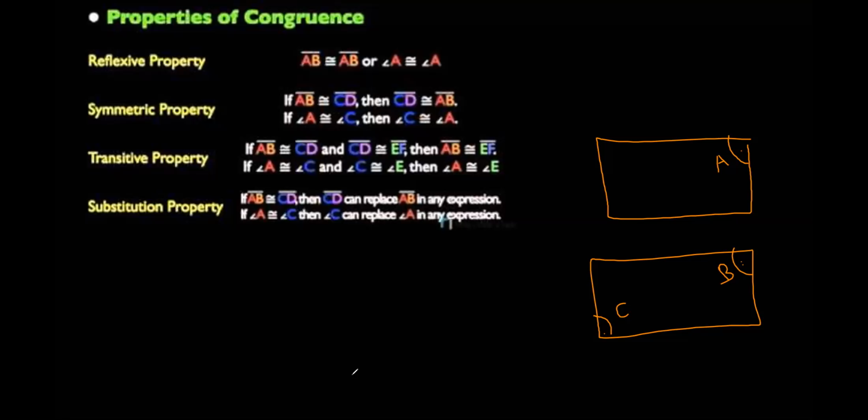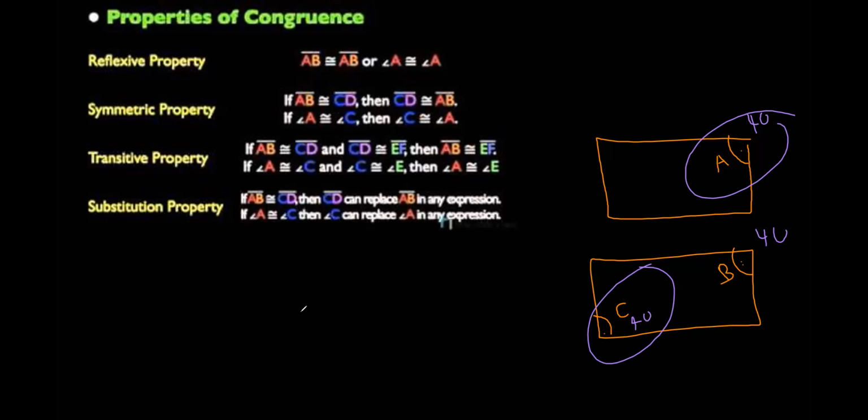So if angle A is congruent to angle B, what does it mean? If this is 40, this will be 40. And if angle B is congruent with angle C, then angle C will be 40. So what does it mean? Can I say that angle A is congruent with angle C? Yes. This is the meaning of transitive.